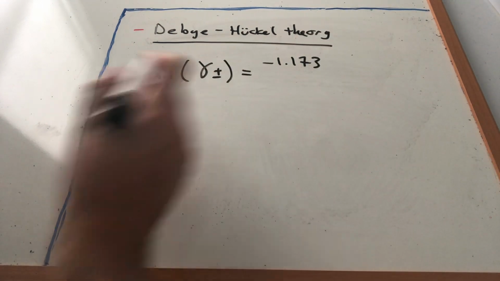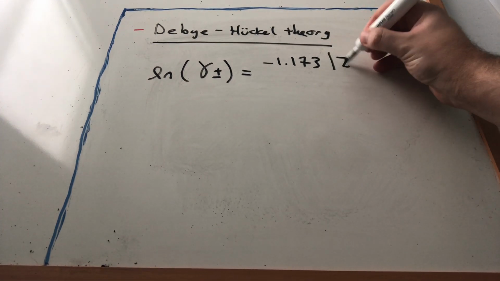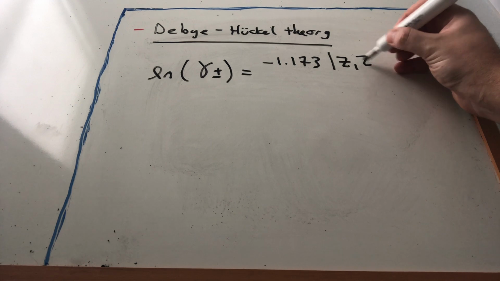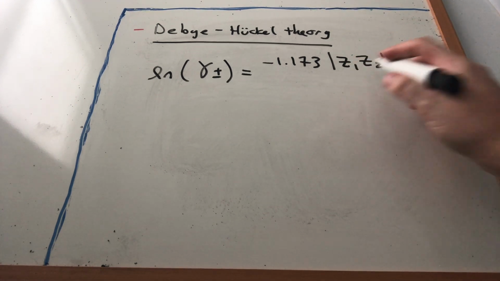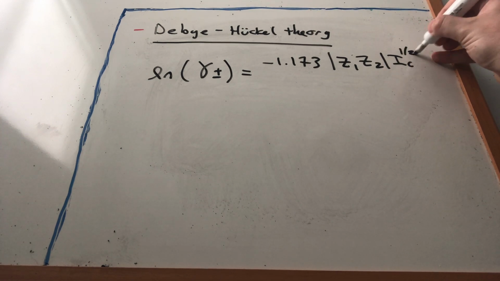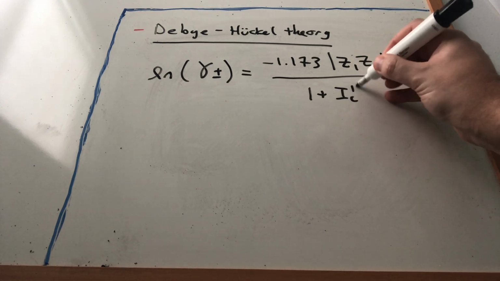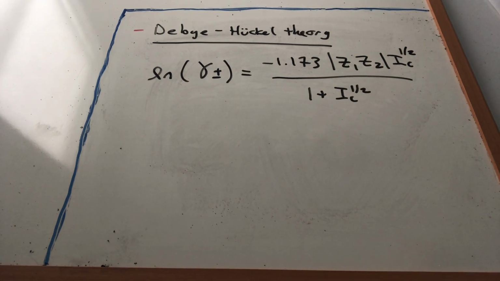The natural log of gamma plus minus, and I'll talk about what that means in a second, looks like this number, which is negative 1.173, times the charge of your first ion, charge of your second ion, multiplying each other, but then you take the absolute value. IC to the 1/2 over 1 plus IC to the 1/2. And we don't really need to know where this is coming from. We just need to know that it's a theoretical method that we could use. If we couldn't do an experiment for gamma, it's going to give us an approximate form of gamma.